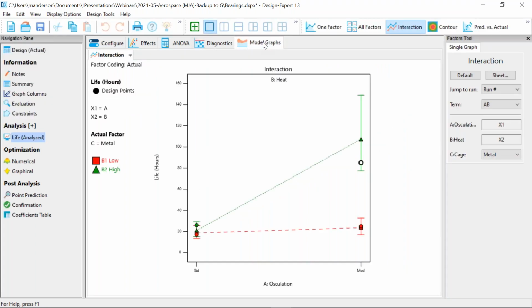And then what you see is the interaction is showing you that the effect of A, which is oscillation, depends on the level of B, which is the heat. When heat is at the low, which is a red line, you don't see much of an effect on the basis of these least significant difference bars being overlapped. But then when you switch to the high heat, which is a green line, you see this big increase. Now also the variability of the life increases, and that's why this bar is wider.